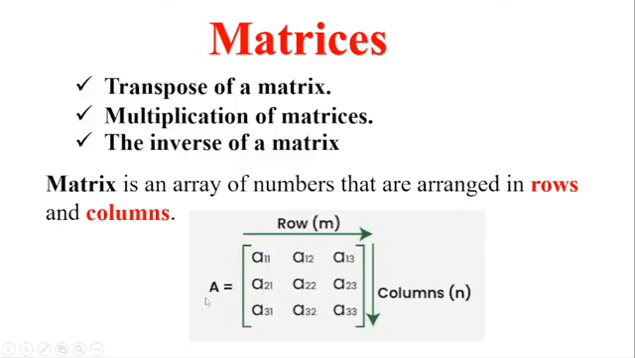So you can see this matrix is matrix A. I've written it with a capital letter A. Then we have what you call the elements inside. So these are the rows: row 1, row 2, row 3. Then these are the columns: column 1, column 2, column 3. So a matrix should have a number of rows and a number of columns, and should be presented in this manner.